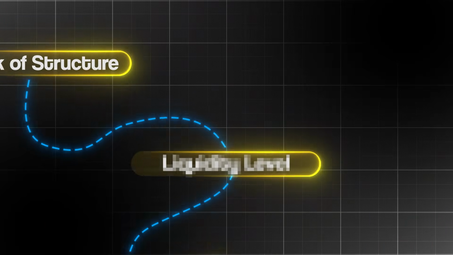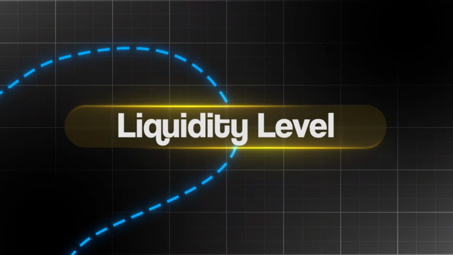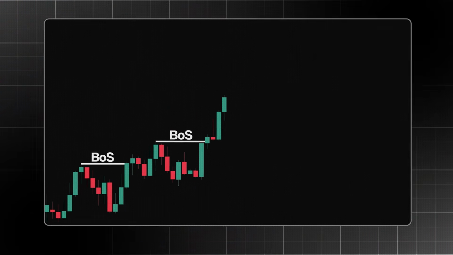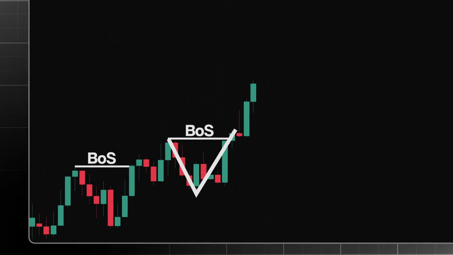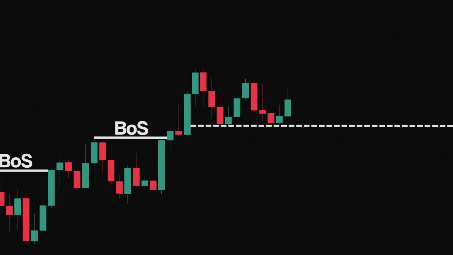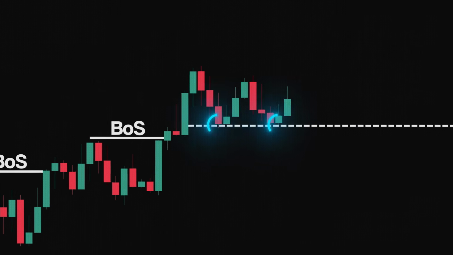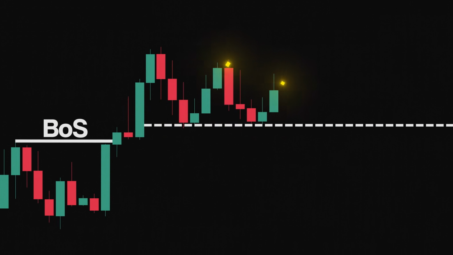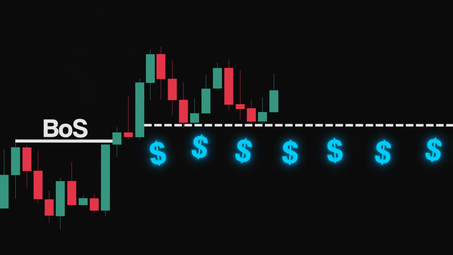Now let's move to the second step, the liquidity level. The idea behind this step is very simple. After price has formed a break of structure, we look for a level that price has reacted to at least 2 times. A level where price was clearly rejected. This tells us one important thing. Liquidity is resting below that level.